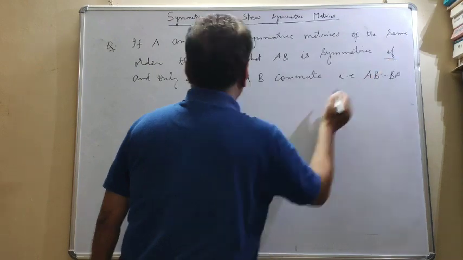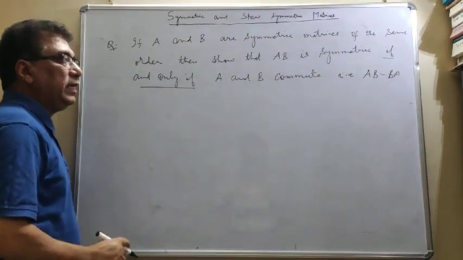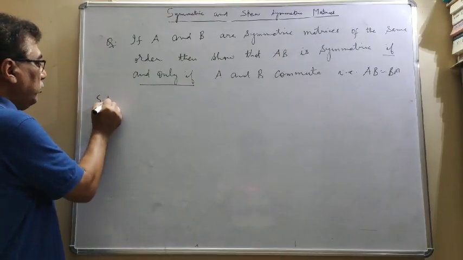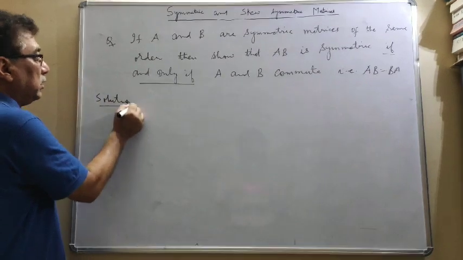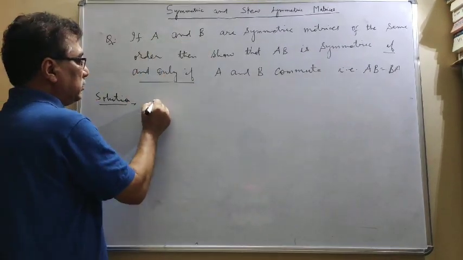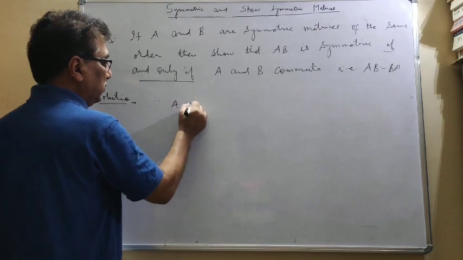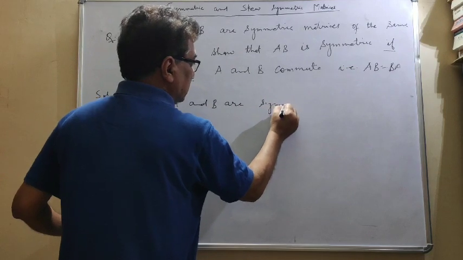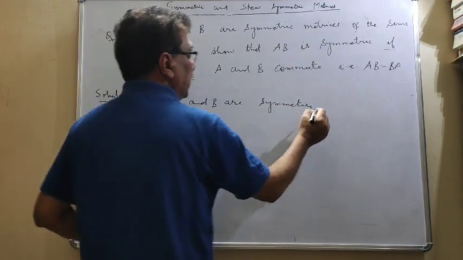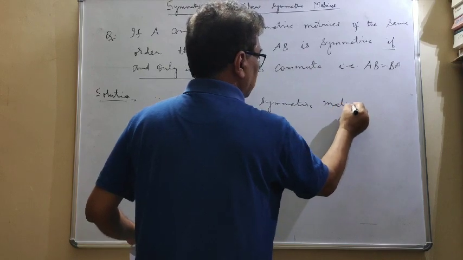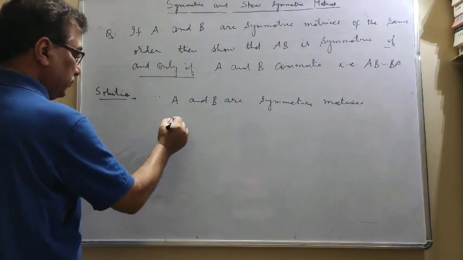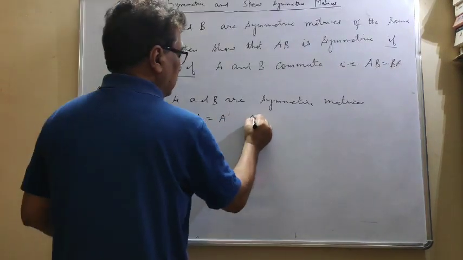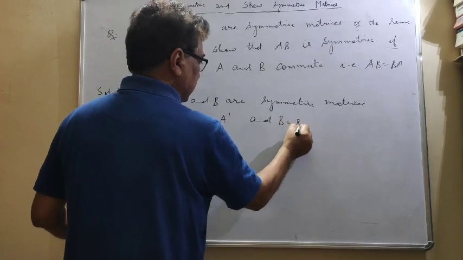And just see the term here, if and only if, that means the proof has two parts. So this is how we go. The first condition is this one: since A and B are symmetric matrices, therefore A is equal to A dash and B is equal to B dash.